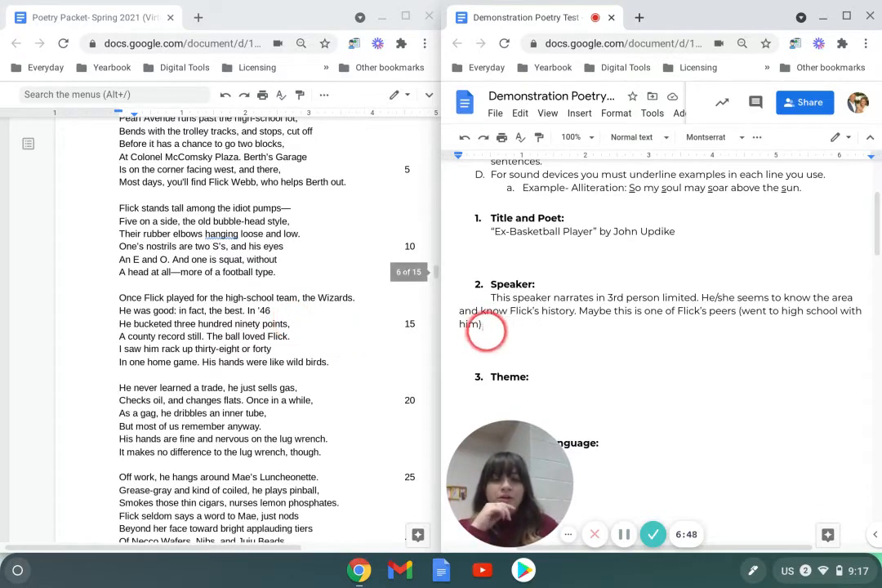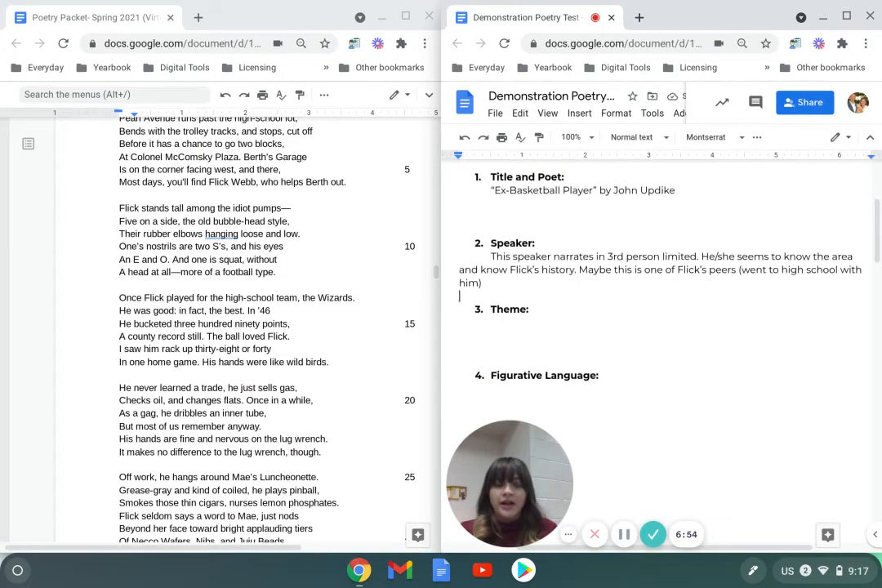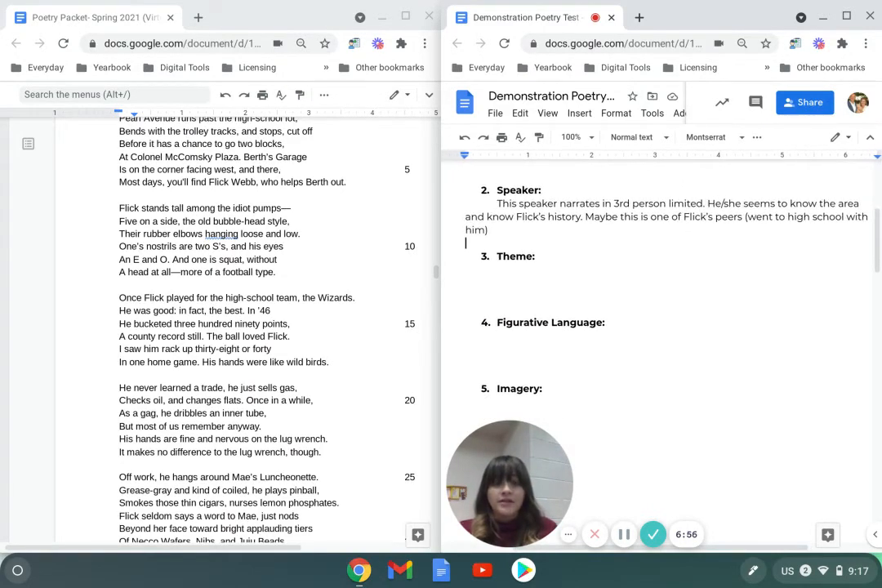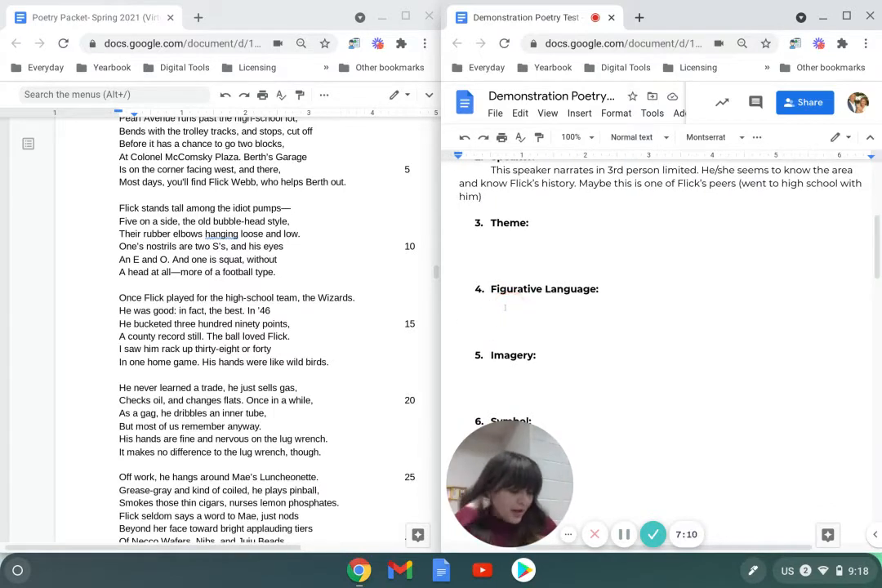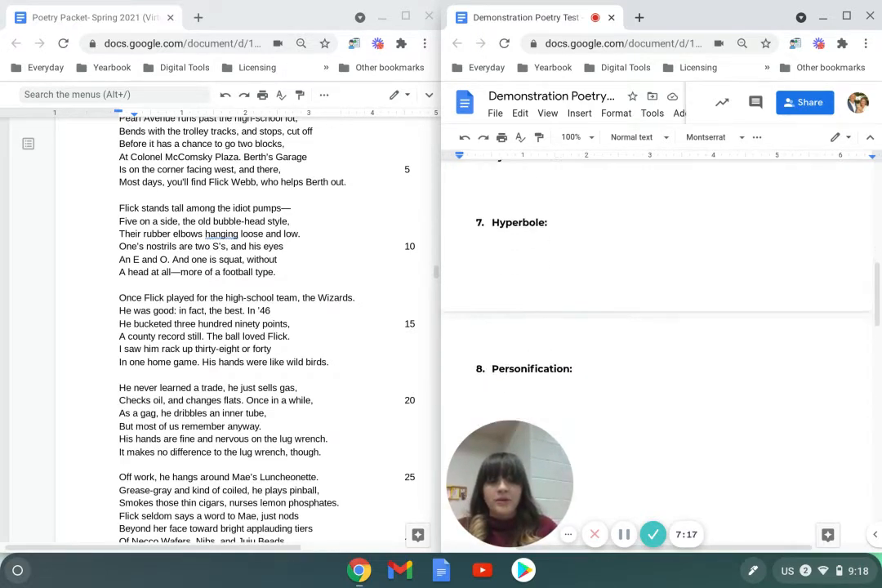It's a legitimate answer. Okay, I'm going to leave theme for the end. I like to leave theme for the very end until after I have analyzed all these other things, because theme involves really thinking about what the poem might be trying to tell us, and it's better to look at the poem several times before you answer that question. I also like to leave figurative language until I have figured out some of the others. So first of all, I'm going to start with simile because I found that right away.